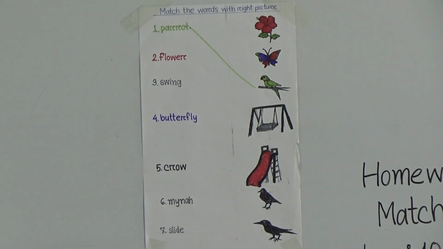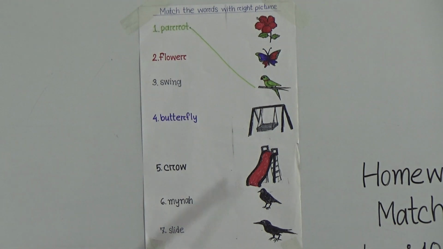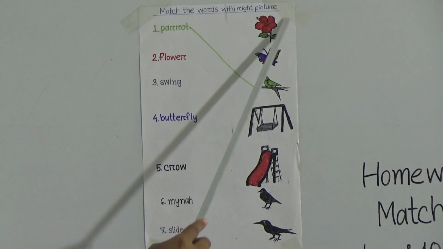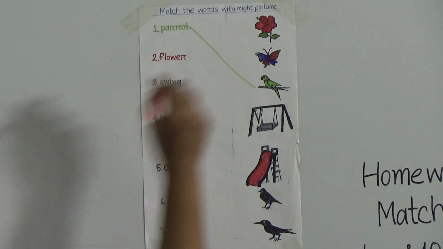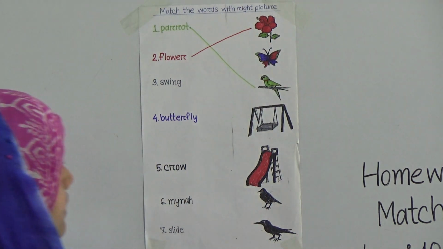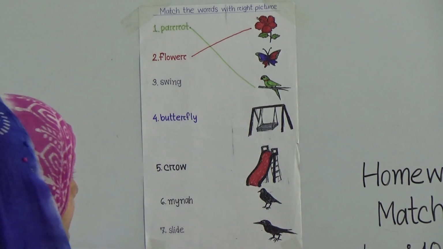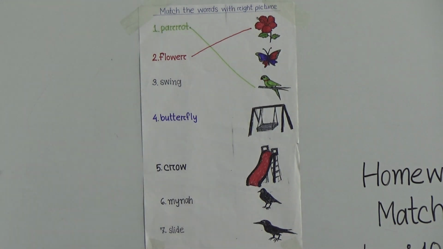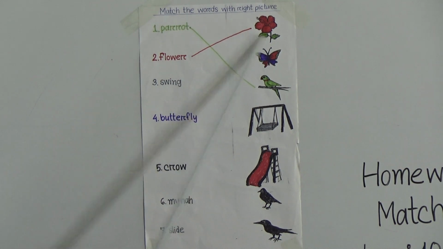Now our second number is flower. So where is the flower? Can you get it? Yes, the first one is flower. So we have to match the word flower with this picture. This is flower. Students, I hope you understand how to draw with the word. You have to draw a line with the picture.